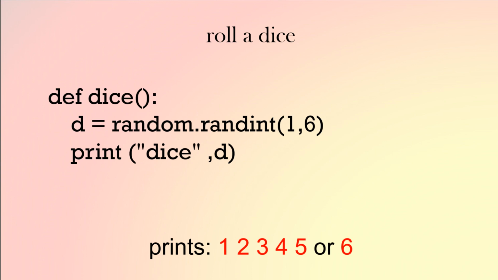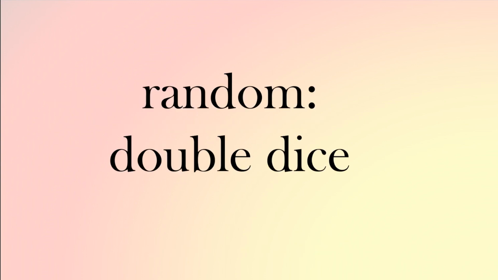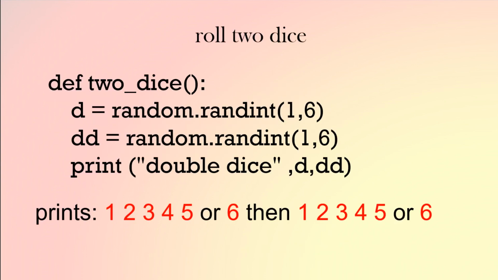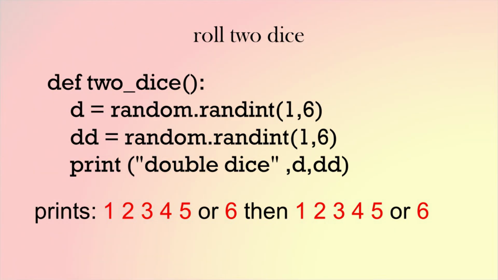How about a die? Well, this is very straightforward. It's just the same code but in brackets 1 to 6. So now we're just going to print dice and then d, our variable. So that's going to print any number from 1 to 6. With 2 dice we can just duplicate and copy our code and just print both dice. So that's going to print a number from 1 to 6 and another number from 1 to 6.